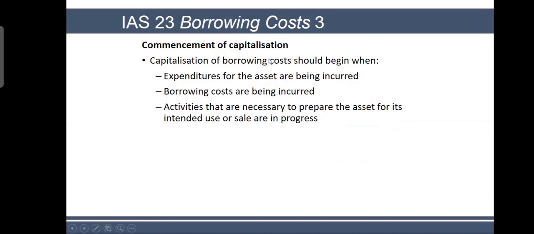Now that's very important: commencement of capitalization. When should your capitalization start? Maybe you have taken the funds here at this point, but you start the construction here in this period. So for these 2-3 months, the funds remain with you, and you could not start the construction. Why? Because probably your construction workers are not available. Maybe you have not taken the required permissions. Maybe your design work is not ready. Maybe your raw materials or equipment or machinery is not there.